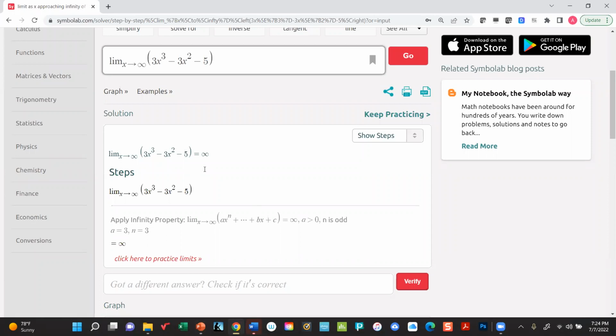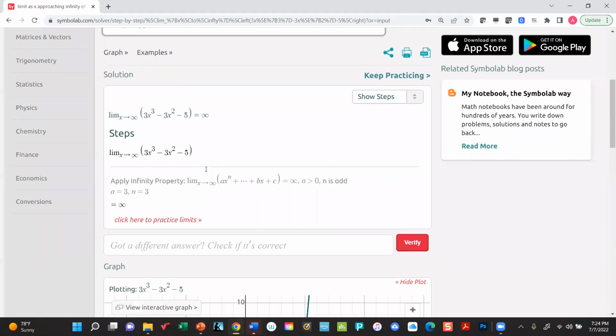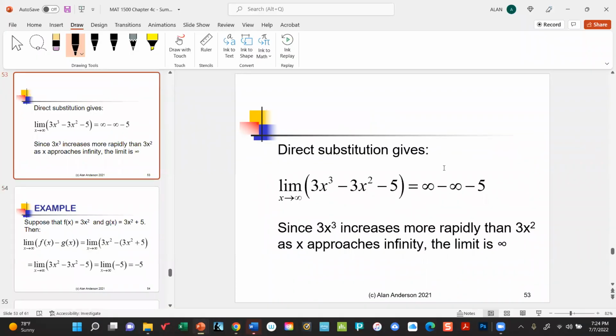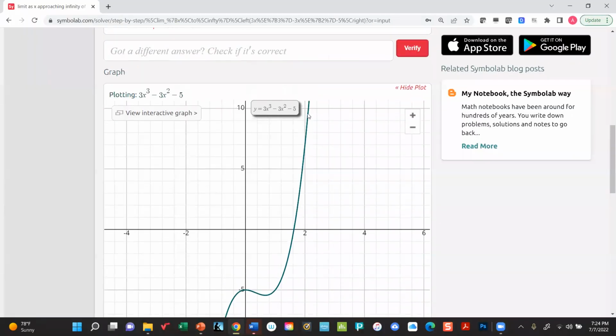The limit ends up being infinity. In other words, it just keeps going up and up forever. But direct substitution gives us this mess. And so what they're basically saying is, since 3x cubed is increasing more rapidly than 3x squared, that will dominate the subtraction of 3x squared. So the function will eventually converge to infinity. So that's what we have here.